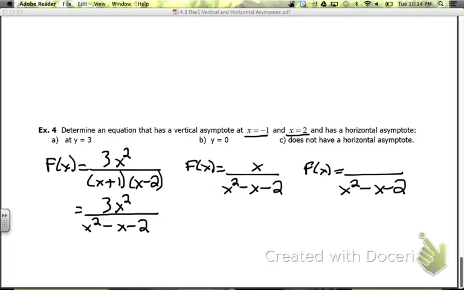And when we have no horizontal asymptote, this exists when the degree of our numerator is greater than the degree of the denominator. So I'm just going to choose x cubed.